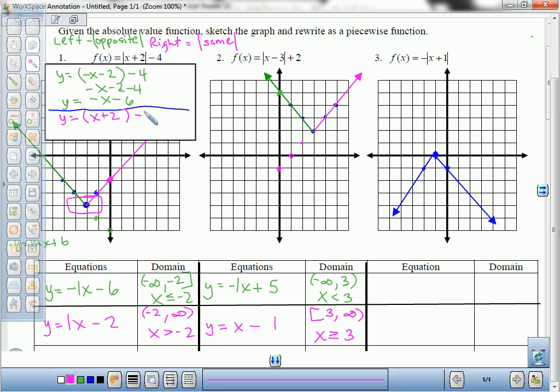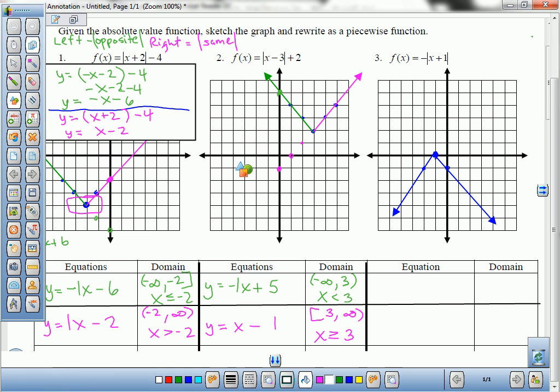Now, the parentheses don't really help us this time. If we had a number out in front, the parentheses would be important. So here, I just add like terms. X plus 2 minus 4 is x minus 2. What was that second equation? X minus 2.